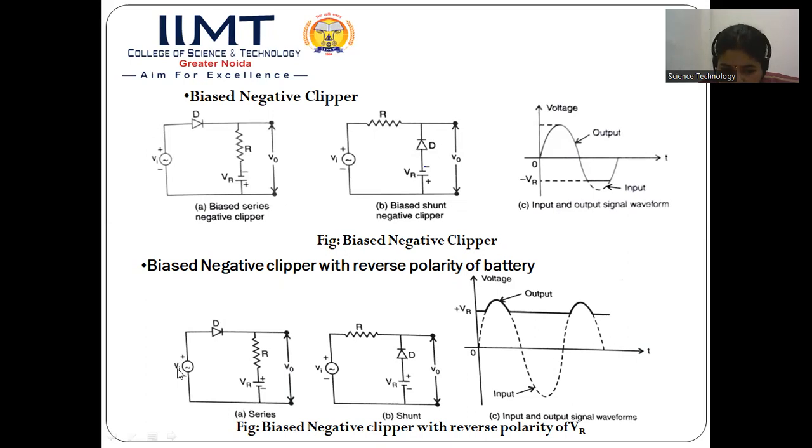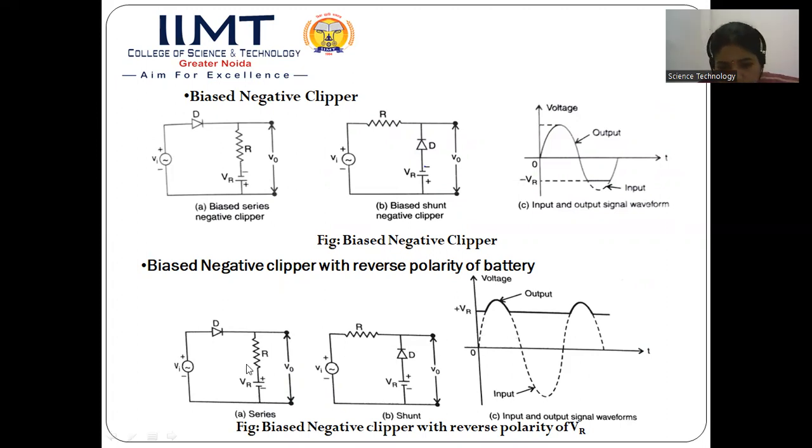Once the value of Vi exceeds VR, this diode will become forward bias and act as a closed switch. The current will start to flow in this circuit, and we will be getting the voltage drop across this resistance R. Therefore, after we have reached this value VR, whenever this input voltage exceeds the value VR, we are getting the output, and the rest of the portion of the input positive waveform will be clipped off in the output.